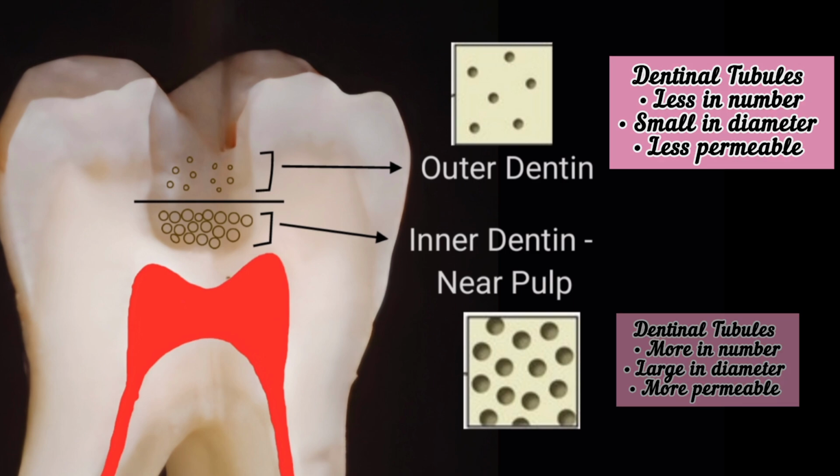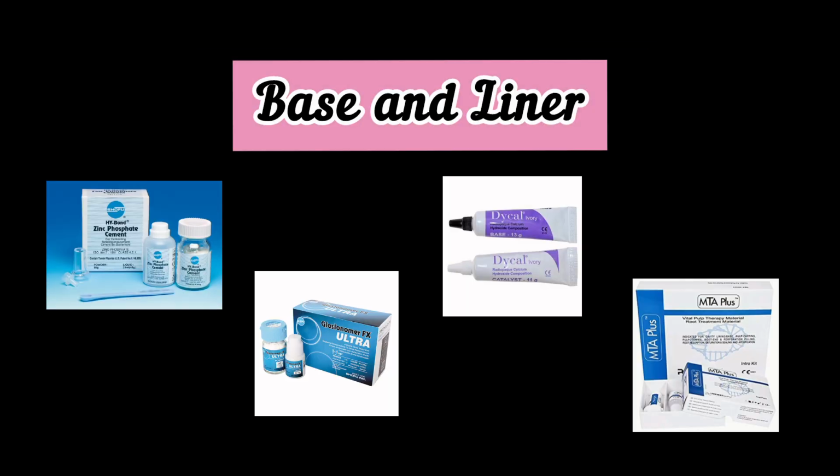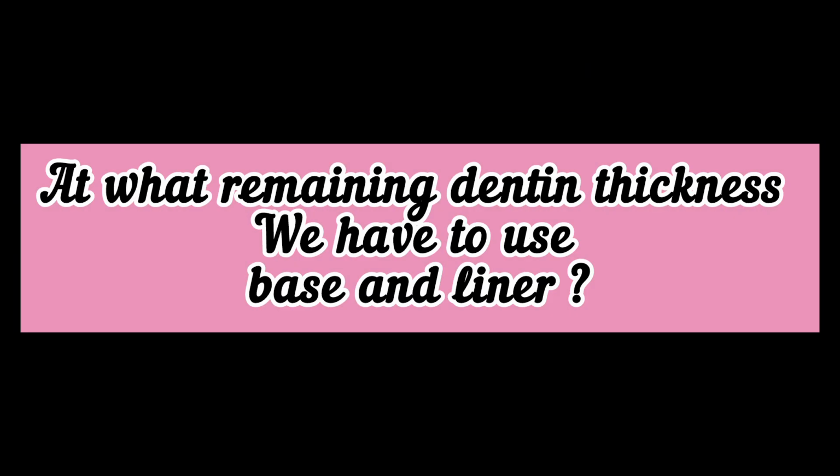So, in simple words, deep cavities, those in inner dentine, will cause more damage to the pulp. And this is the reason we need to protect the pulp in such cavities, and that's why we use bases and liners. Now, let's understand at what remaining dentine thickness we need to use base and liner.